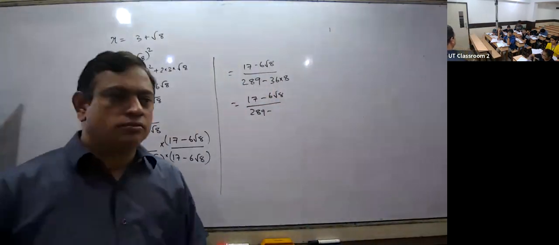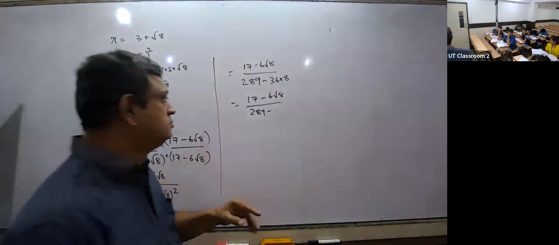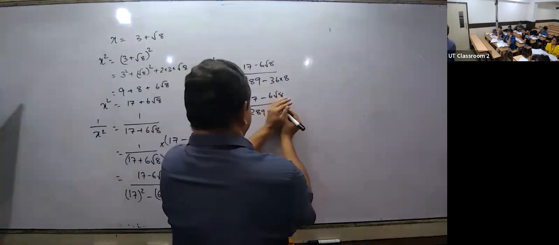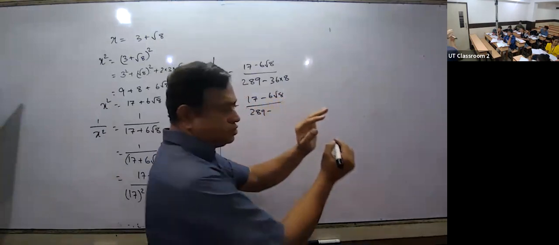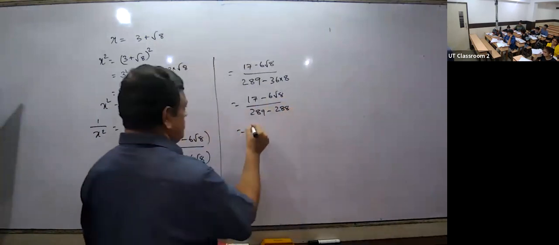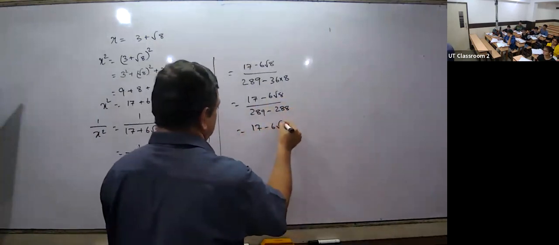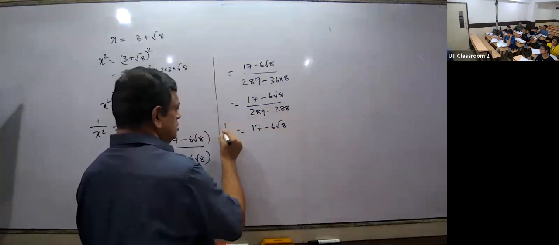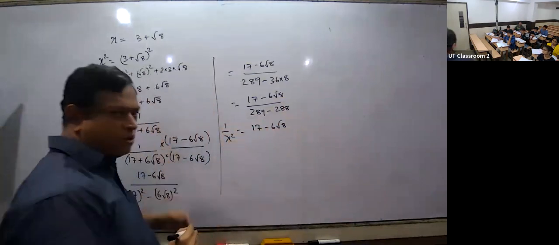Sir, 280. 288. Divided by 1 now. So you got 1 by x square.